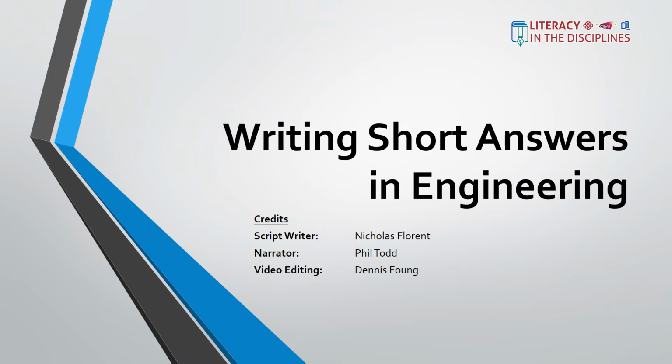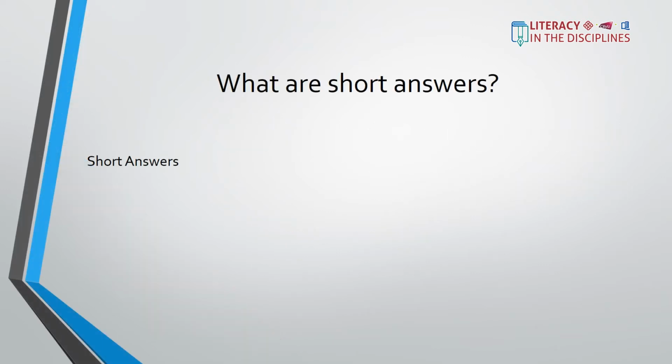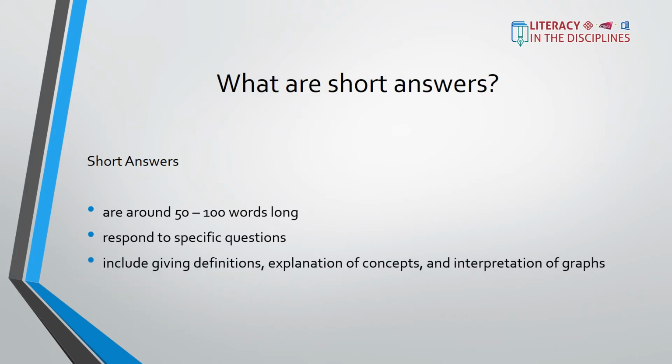In this video, we will tell you how to write short answers in the engineering discipline. You will have many assignments that require you to give short answers to a series of questions. So, what are short answers? Typically, they are between 50 and 100 words long. They are responses to specific questions set by your instructors. They include giving definitions, explanation of concepts, and interpretation of graphs. They may require calculations and algorithms.